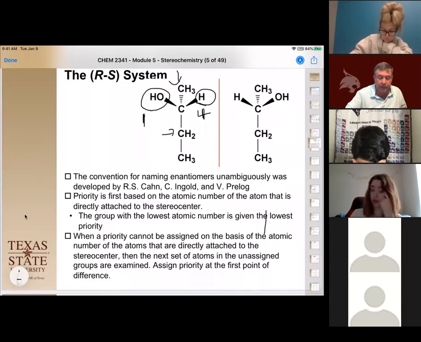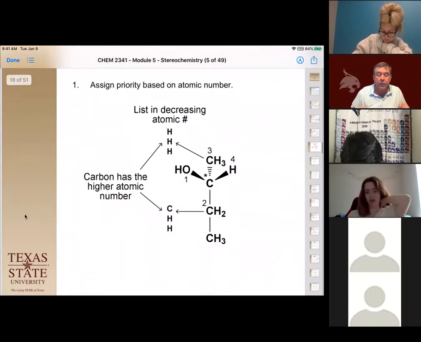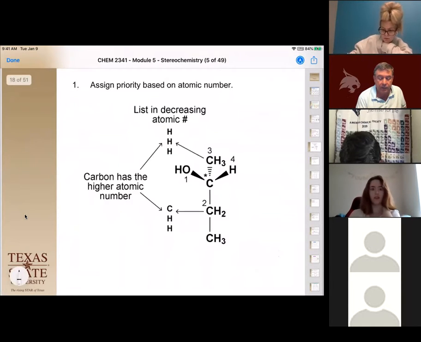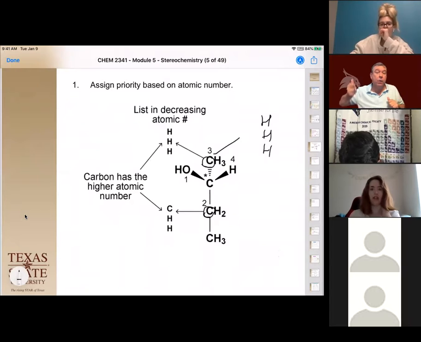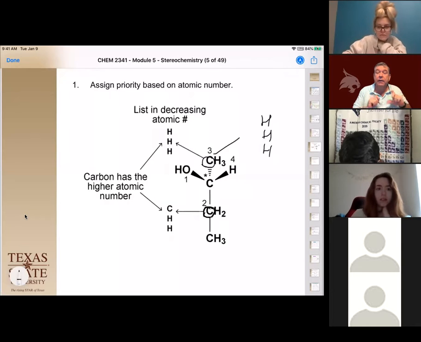Rule number 2 is if you can't assign it with rule number 1, now we go on to figuring out what else is available to us. So if we compare just this carbon with just this carbon, let's look at what's attached to it. If we have this carbon here, we only have a hydrogen, a hydrogen, and a hydrogen, okay? Each of those has the atomic number of 1. If we look at what's attached to this carbon, we're going to put the highest priority thing attached to it first and then go down in order.